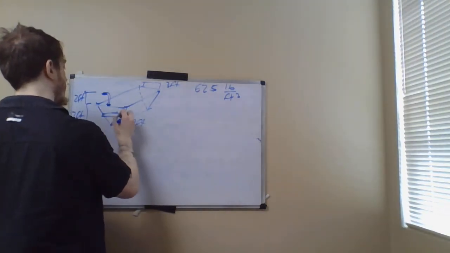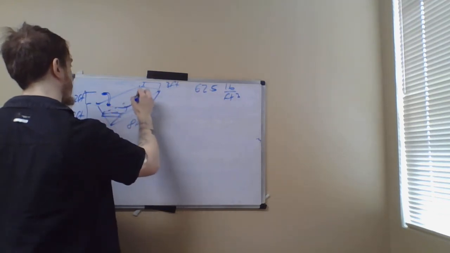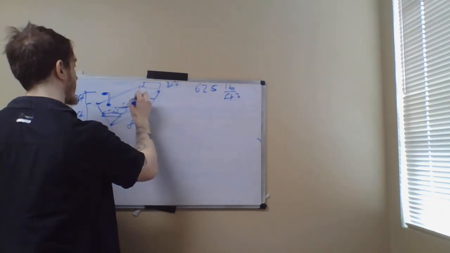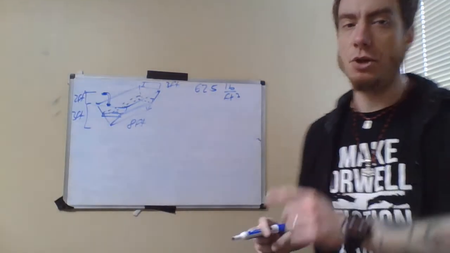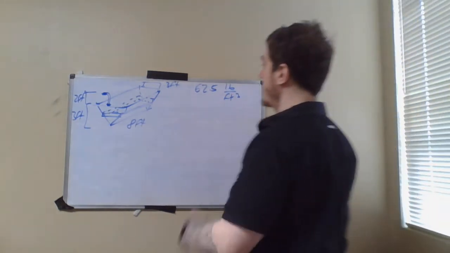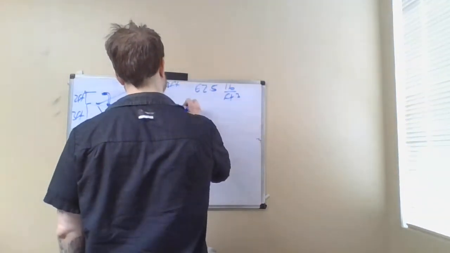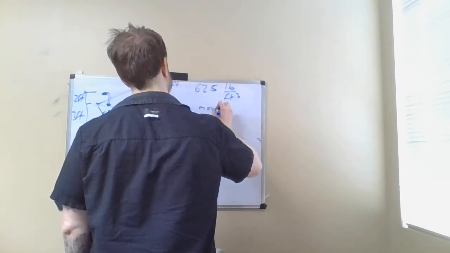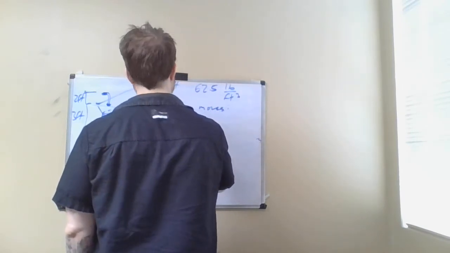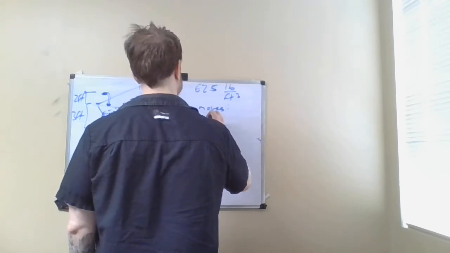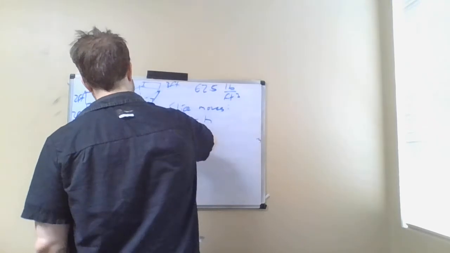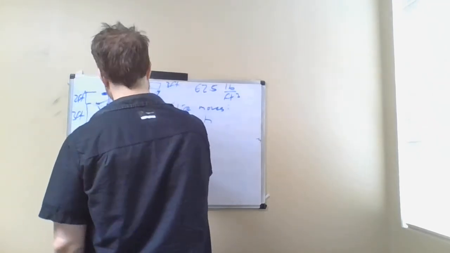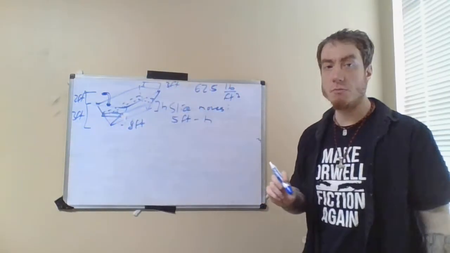Let's take some little slice here and figure out what do we need to do to get that slice up to the top. So the slice moves 5 feet minus h, where, actually, let me put h over here. H is the distance away from the bottom of this thing that we move it.